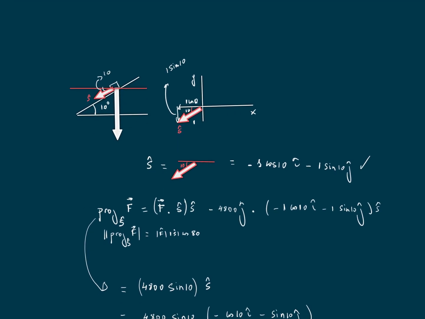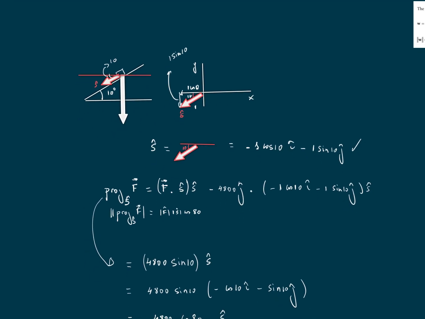So this is the vector S. The vector S is this vector. It goes parallel to the inclined plane. And what is the projection of F onto the direction of S? It is F scalar S. This is a number multiplied by the unitary vector S.